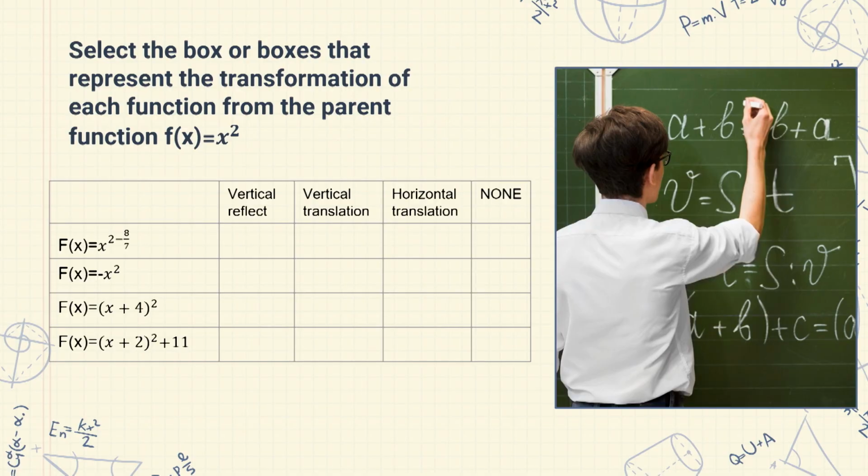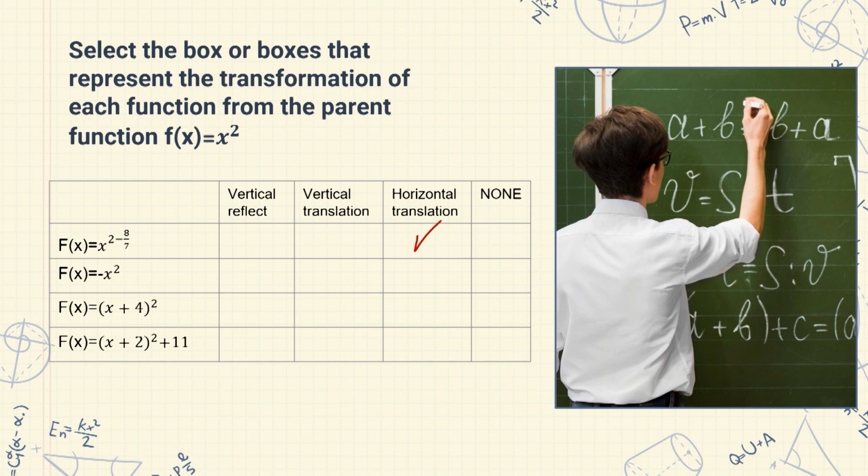So select the box or boxes that represent the transformation of each function from the parent function. And here's our parent function, x squared. So if I go from x squared and I am taking x squared minus 8 over 7, but it's in my exponent, so what am I doing? I am doing some type of subtraction. So I'm going to do a horizontal translation, meaning I'm going to the right.